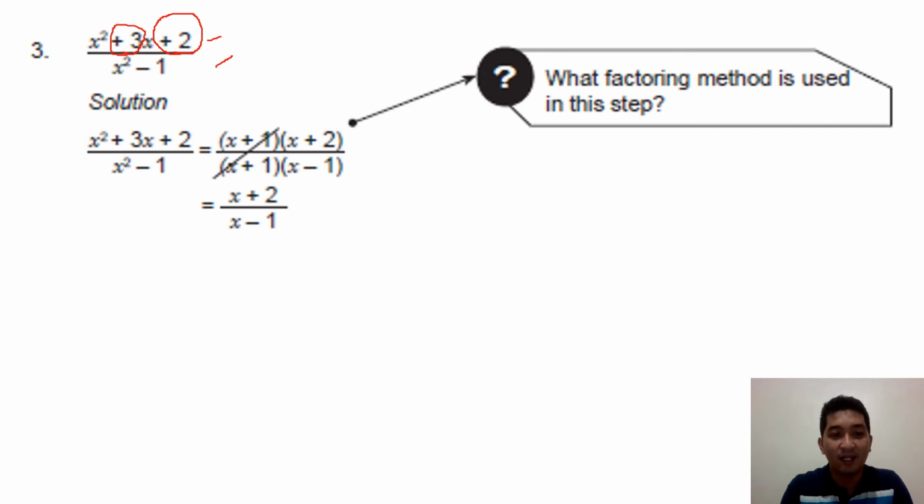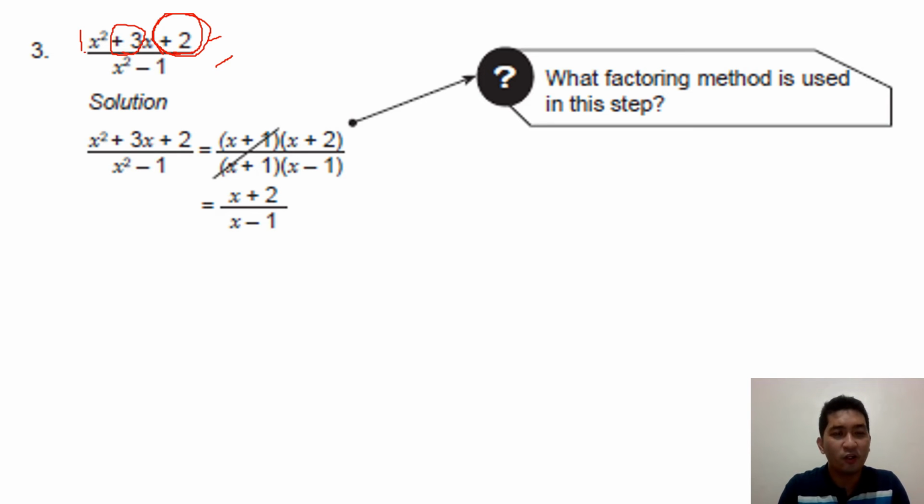Pag trinomial at ang iyong numerical coefficient ng unang term ay 1, 1 yan kasi walang nakasulat, okay? Hanapin mo lang ang factors ng 2 o yung mga numbers na kapag pinag-times mo, ang sagot ay positive 2. Tapos, pag pinag-add mo, ang sagot mo ay 3. Okay? So, ano-ano ba yon?